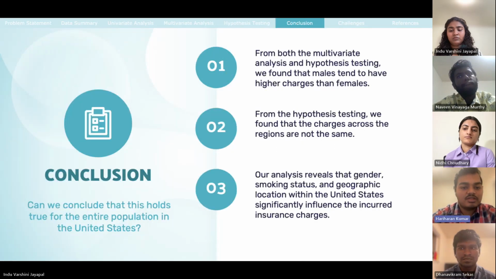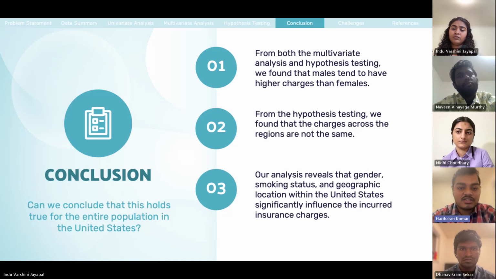So what can we conclude from this? After doing multiple analyses, including the univariate analysis, multivariate analysis, and hypothesis testing, we can conclude that males tend to have higher charges than females. And we can also say that charges are not the same across all the regions. Some regions have high insurance charges and some regions have low insurance charges. So region also plays a major role in this.